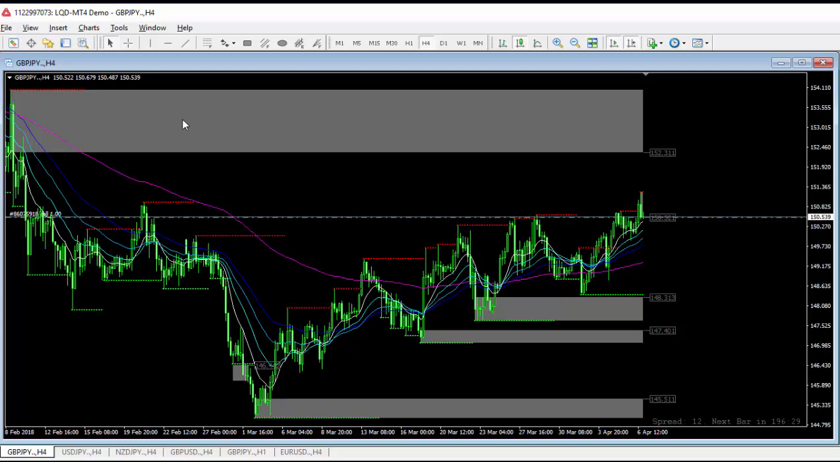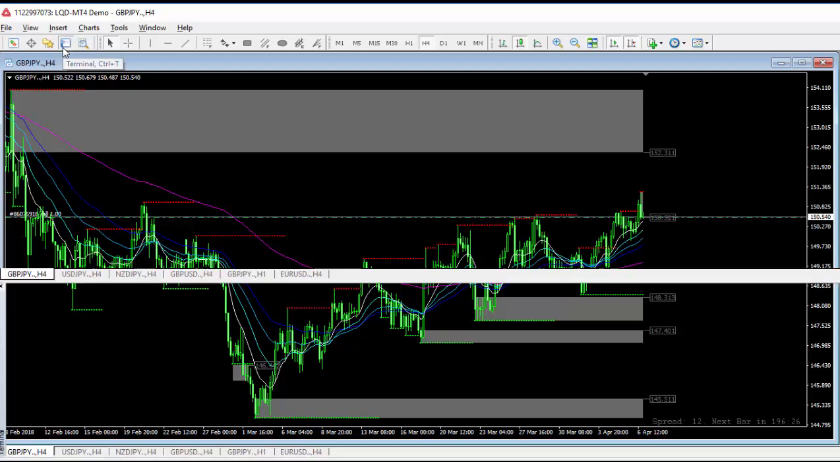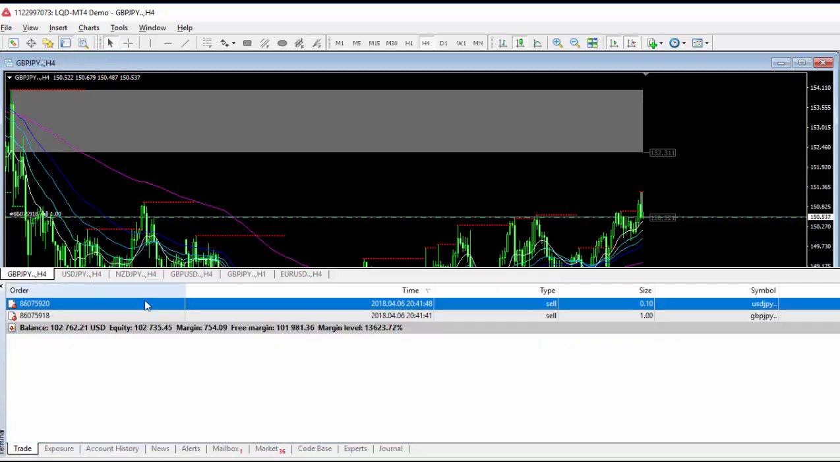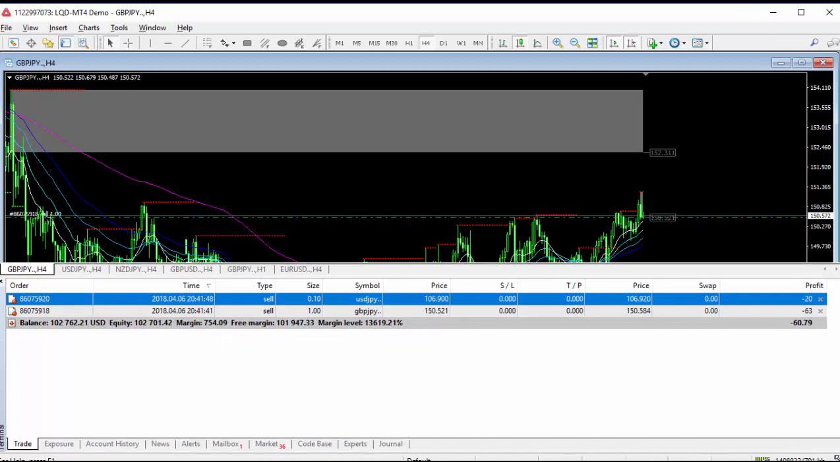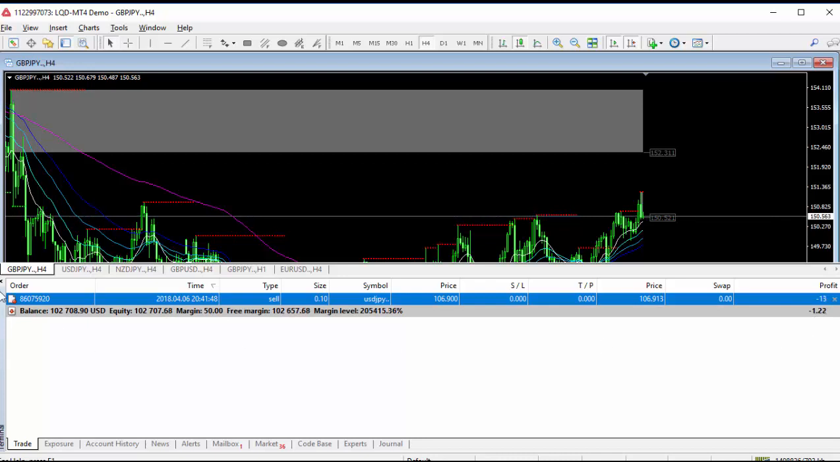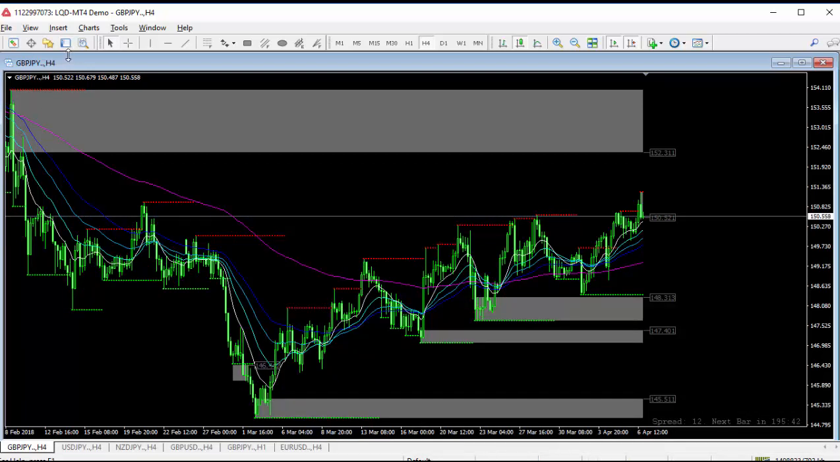So after that, your data window, which is your terminal, is where you're going to see your open trades, where you're going to see your balance and equity and all that good stuff, and how you close your trades by hitting X on the right side of your screen. Simply boom, and you're out of the trade. You have taken profit.